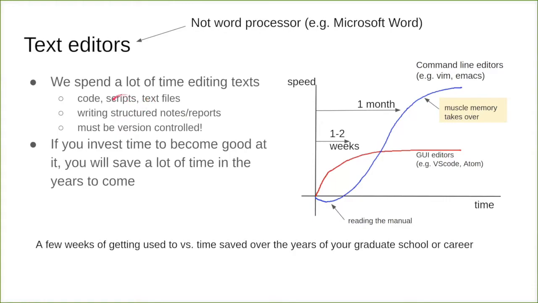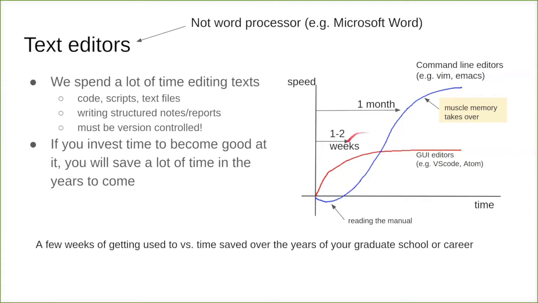So all of these things also need to be version controlled, right? To achieve the so-called reproducible computational sciences. And so on the right, this graph has no theoretical foundation.